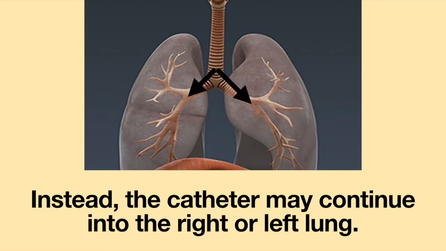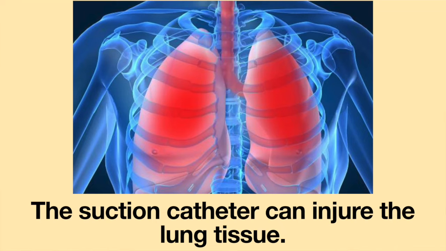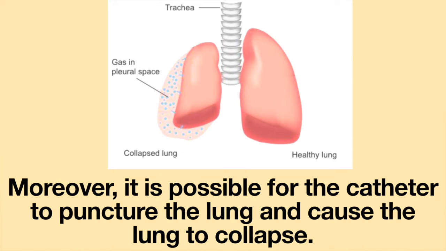When inserting the suction catheter, it is possible for the suction catheter to miss the carina. Instead, the catheter may continue into the right or left lung. The suction catheter can injure the lung tissue. Moreover, it is possible for the catheter to puncture the lung and cause the lung to collapse.